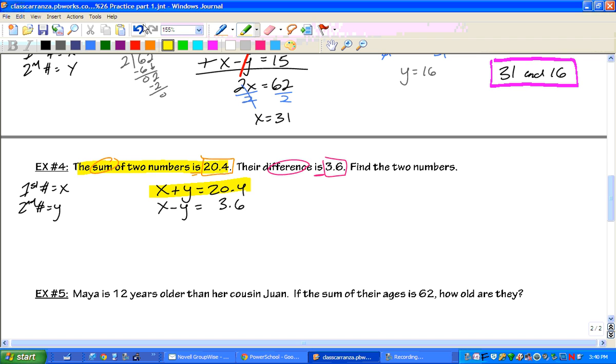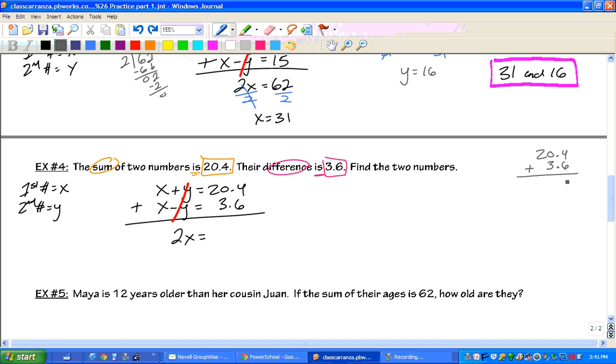First sentence, first equation. Second sentence, second equation. All right, now let's go ahead. We can set this up for elimination right away because our y's cancel. We add up, we get 2x. Now, with this right here, the 20.4 plus 3.6, when you are doing this, you need to make sure to line up your decimals. Okay, and now just add.